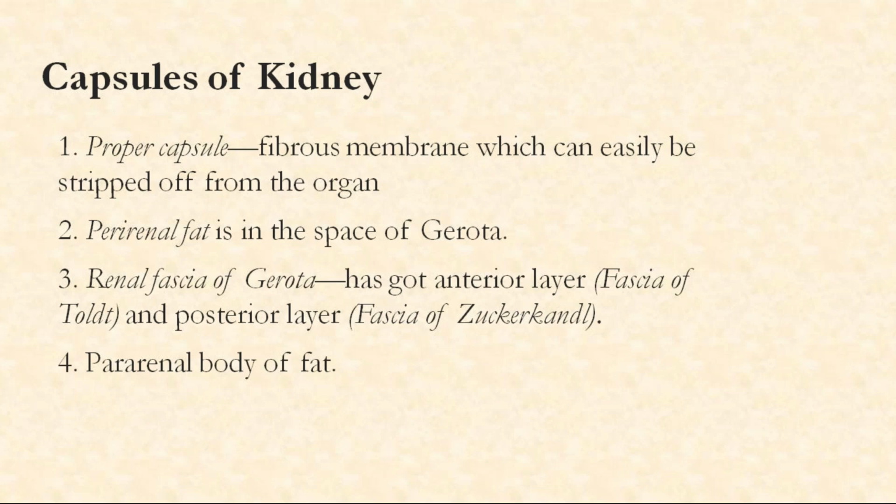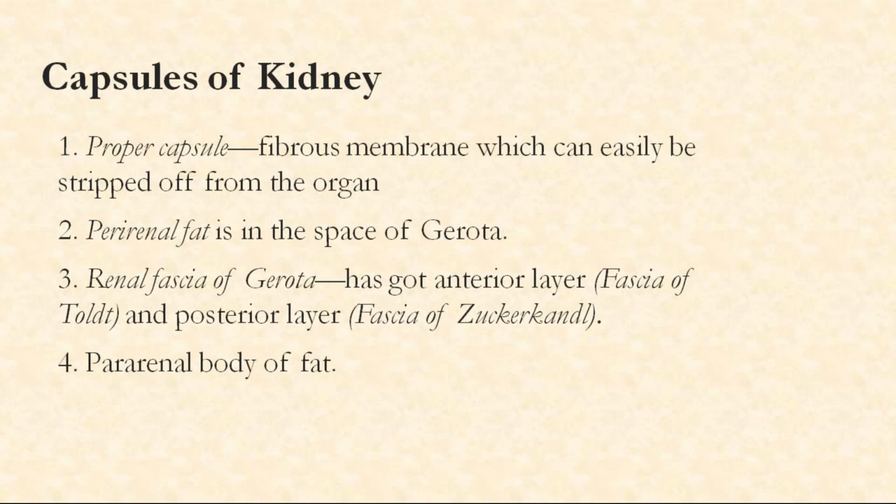First, the kidney will be there. The kidney is usually surrounded by the proper capsule. Next, outer to the proper capsule of the kidney, it is surrounded by the perirenal fat. So this kidney, perirenal fat, renal vessels, ureter, and adrenal, everything will be lined by the fascia of Gerota.